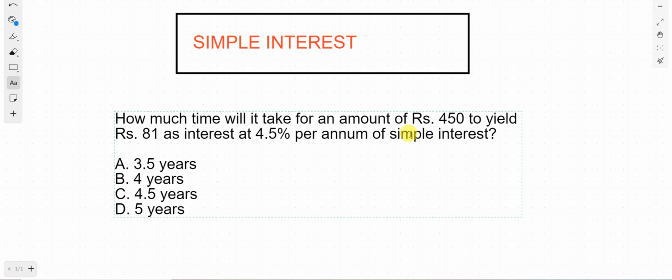So we are back with simple interest part 2. This was the homework problem given in part 1. Let's solve this before moving on further to other questions.